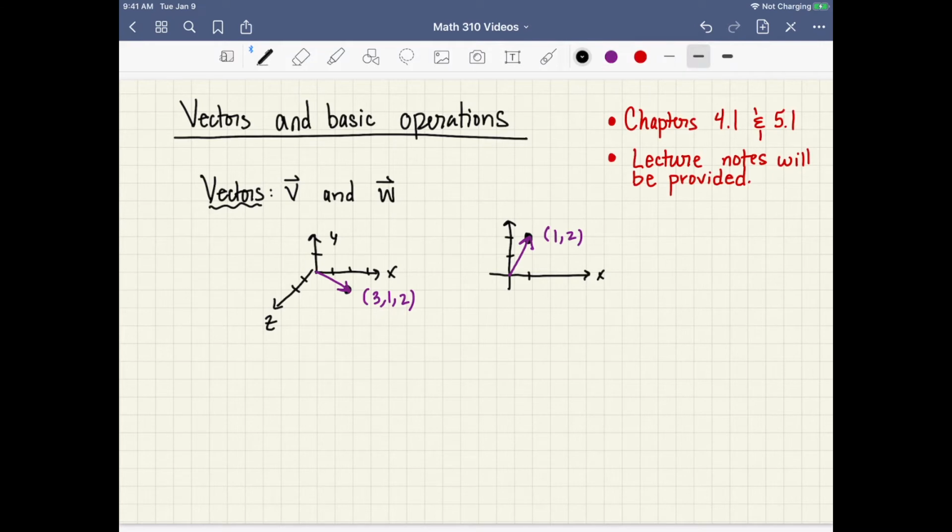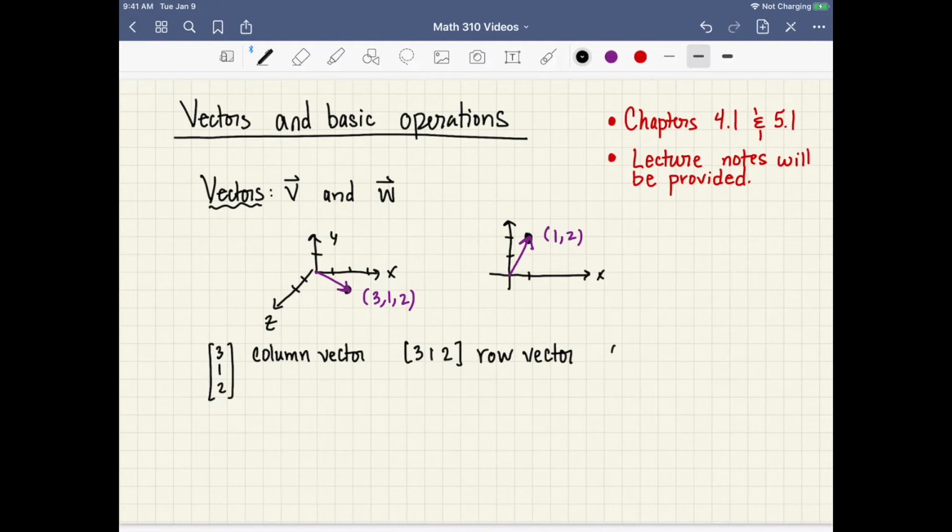I have two vectors pictured here. The first is in R3 and the second is in R2. So I could be writing vectors as column vectors. So I would write something like 3, 1, 2, stacked vertically. This is a column vector. Later, I might also need to make the distinction between column vectors and row vectors. The distinction between these will come later for us, but both of them indicate the same abstract vector, which is the point 3, 1, 2 in a three-dimensional Euclidean space.